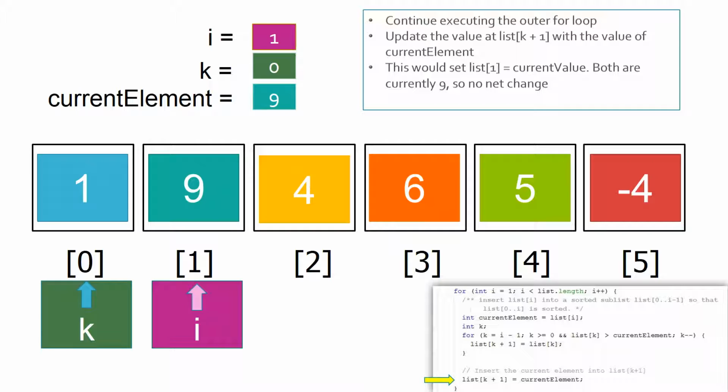Now, because of that, we'll fall through and not execute our for loop, and we'll continue executing our outer loop, our I loop, and we'll get to the line of the code that says to set current element, and we want to use current element and use it to set the value of our list position at k plus 1. Our list position at k plus 1 is 9, and our current element is 9, so there will be no net change.